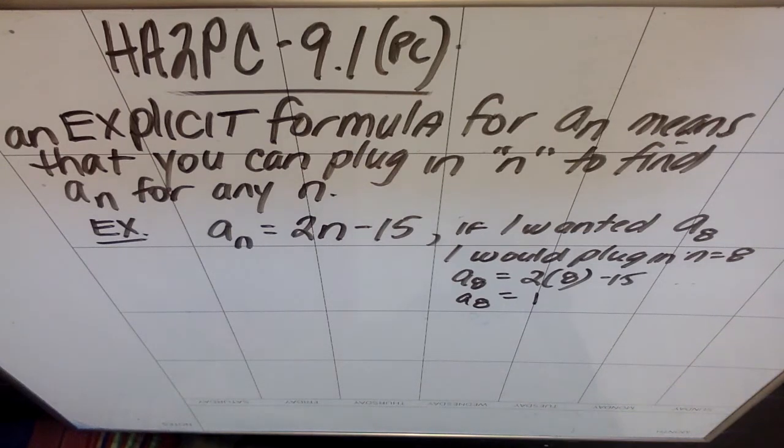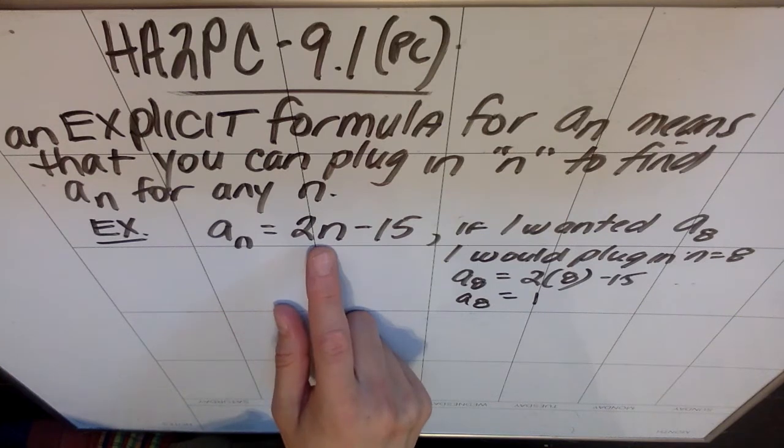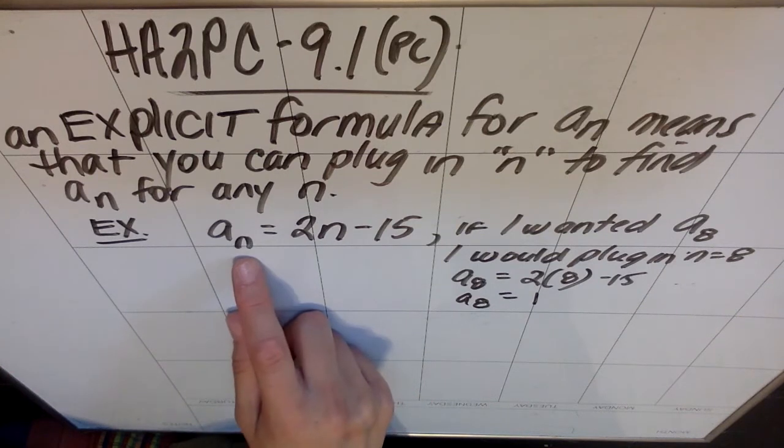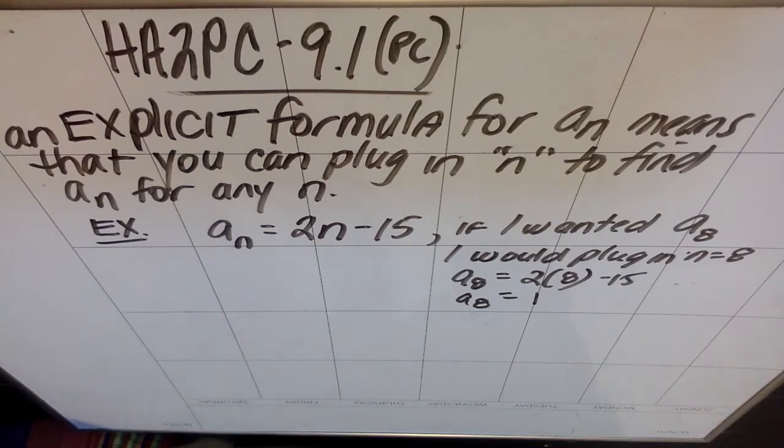All right, so again, an explicit formula means that if I wanted a sub 100, I could plug in n as 100 and get an answer. If I wanted a sub 1000, I could plug in n as 1000 and get an answer. I don't need any of the earlier terms. So if I just asked you what is the 1000th term, you could just plug in and get that value. So that's what it means to be an explicit formula. A sub n is written in terms of n, so I could plug in any n.